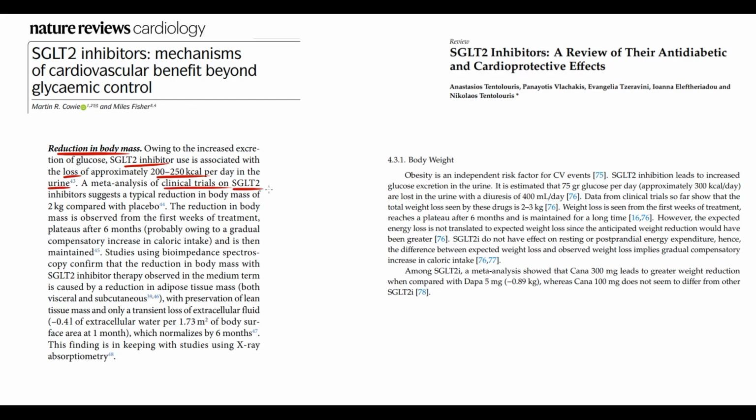In clinical trials, patients on SGLT2 inhibitors lost approximately 2 kilograms, and the reduction in body mass is observed from the first weeks of treatment. In another research, it was estimated that SGLT2 inhibitors cause loss of approximately 75 grams of glucose per day, which is approximately 300 kilocalories daily. And as we know, increased body mass is a typical feature of type 2 diabetes. So it's another reason why they are so effective.